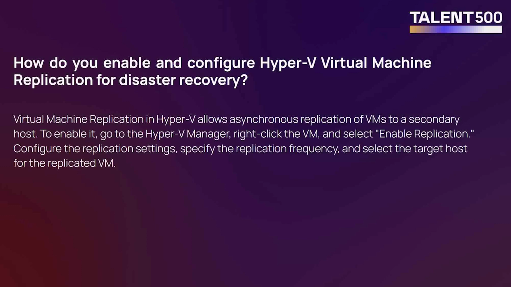To enable it, go to the Hyper-V manager, right click on the VM, and then select enable replication. Configure the replication settings and specify the replication frequency and select the target host for the replicated VM. So this is how you can enable it for your VM. You can apply the enable replication in case of disaster recovery. So this is how you can configure your Hyper-V virtual machine replication for disaster recovery.